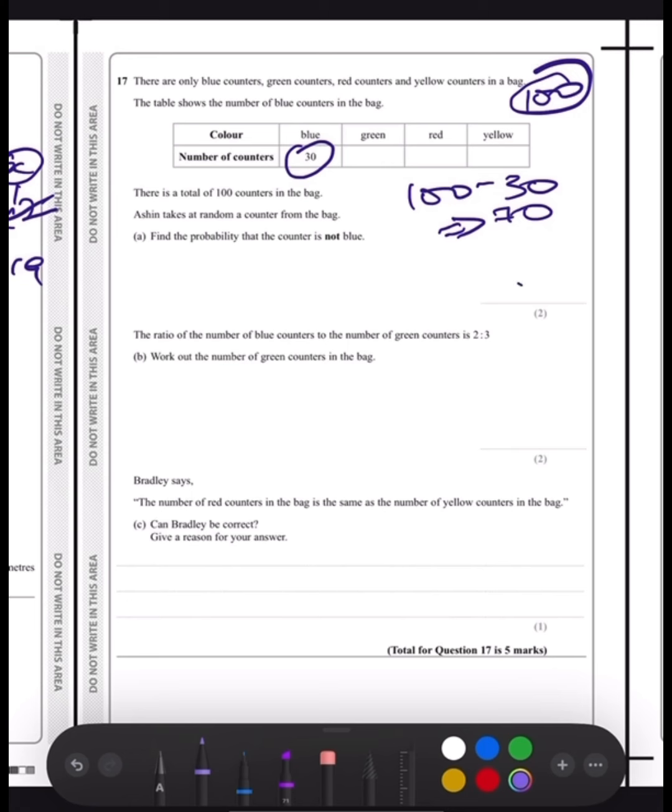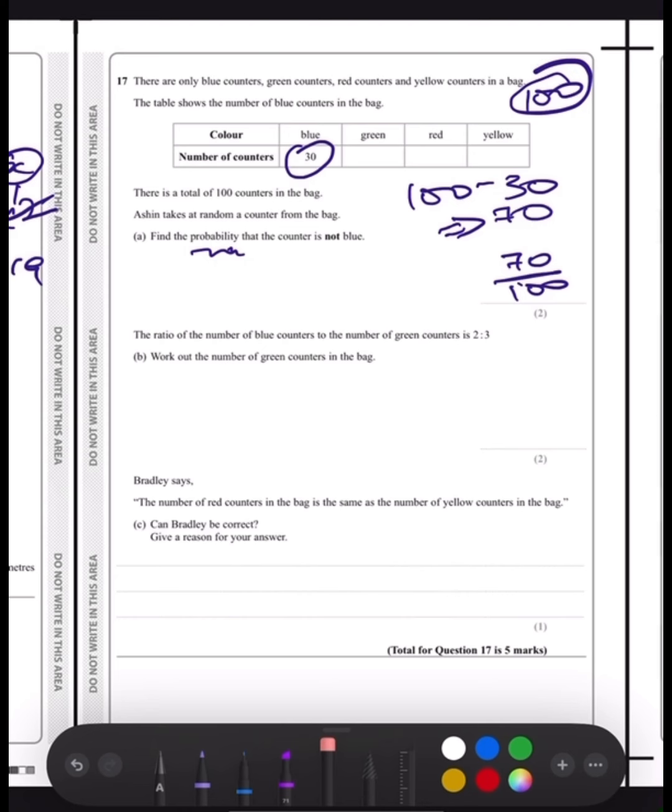We know that if it is a probability, we need to write it as a fraction. So at least 70 out of 100 counters would not be blue. Simple, you already gained 2 marks there. First mark for doing 100 minus 30. Secondly, for writing the answer in probability form as it was asked.